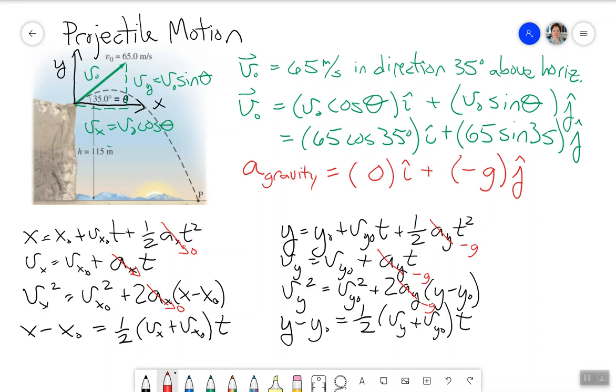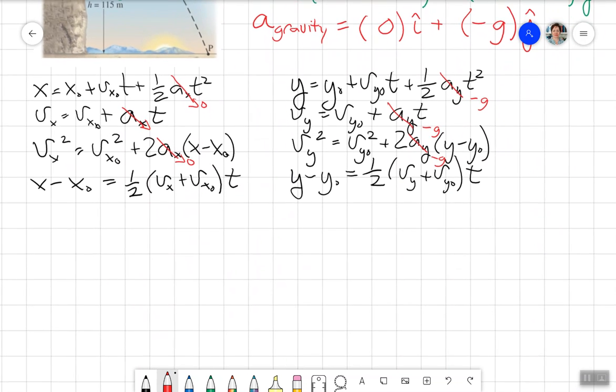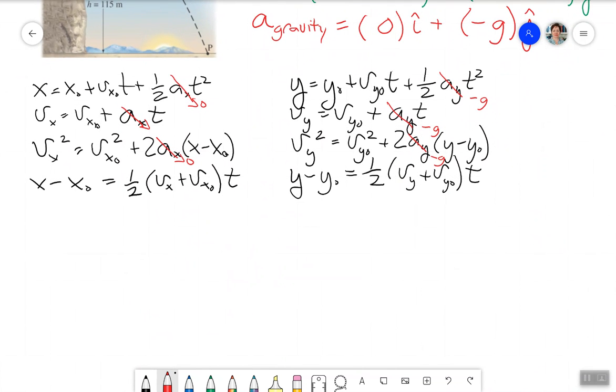Okay, so what does that give me? Well, what that gives me then is that I can start to learn some things about these equations, right? So for example, the second equation here tells me that vx is equal to vx naught. In other words, at every time t, the x direction doesn't really change.